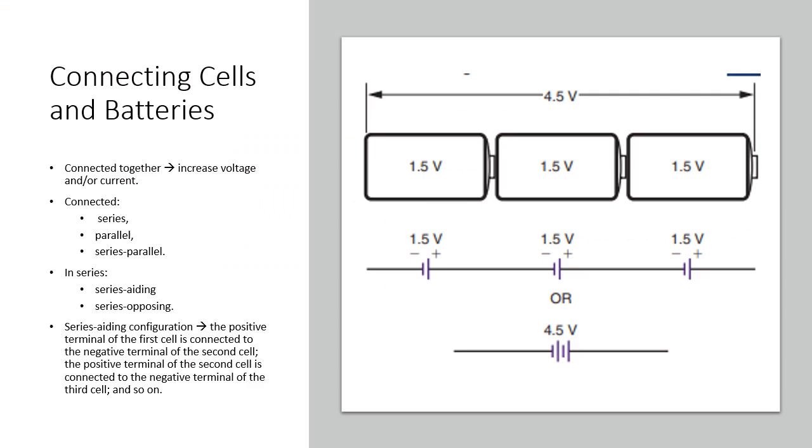Connecting cells and batteries. Cells and batteries can be connected together to increase voltage and/or current. They can be connected in series, in parallel, or in series parallel. In series, cells or batteries can be connected in either series aiding or series opposing configurations. In a series aiding configuration, the positive terminal of the first cell is connected to the negative terminal of the second cell. The positive terminal of the second cell is connected to the negative terminal of the third cell, and so on, as in figure.